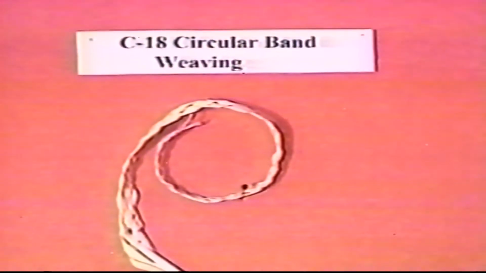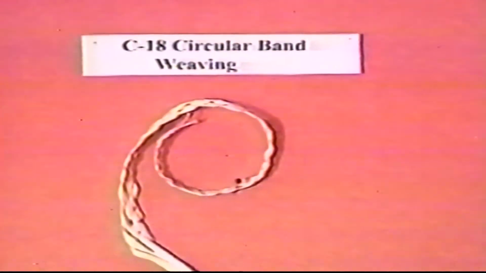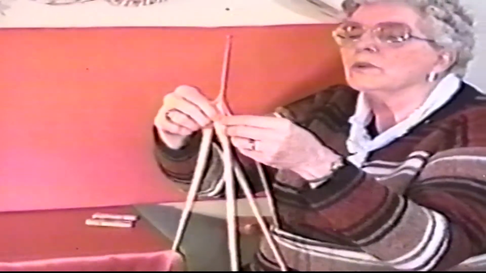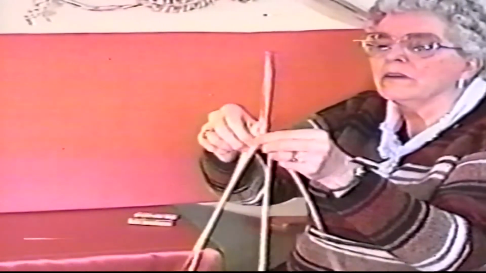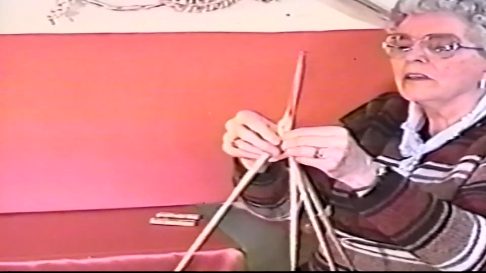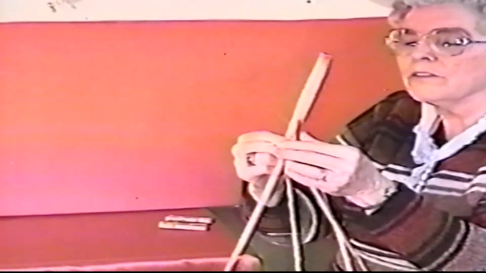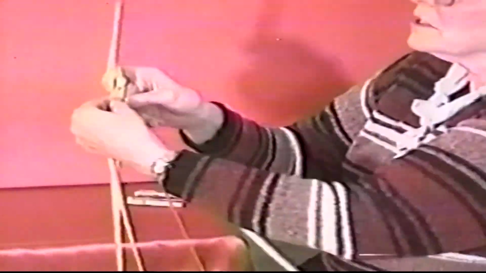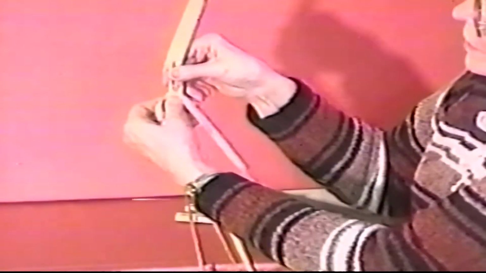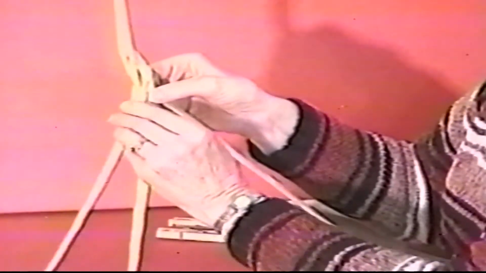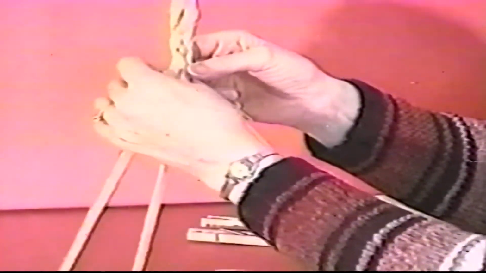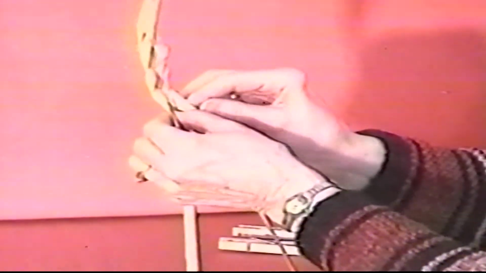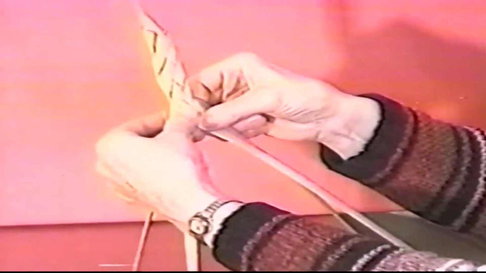Okay, this is called a circular band weaving. And with this, you'll start with 4 strands, and you will turn the one side up and one side down. Then you'll turn. Each time, the turn comes out the same, and you twist the center, as you can see. I'm doing one up and one down. Now this one will go down, and this one will go up. And down and up. Always crossing over those 2 in the center.